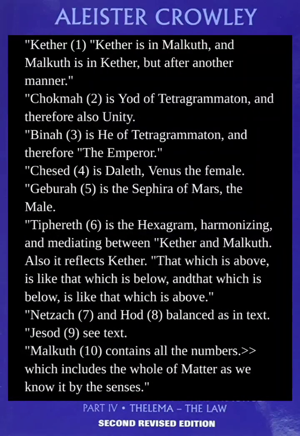Kether, number 1. Kether is in Malkuth and Malkuth in Kether, but after another manner. Chokmah, number 2, is Yod of Tetragrammaton, and therefore also unity. Binah, number 3, is the He of Tetragrammaton, the letter He, and therefore the Empress of the Tarot. Chesed, number 4, is Dalet, Venus, the female. Geburah, number 5, is the Sephira of Mars, the male. Tiphareth, 6, is the hexagram, harmonizing and mediating between Kether and Malkuth.